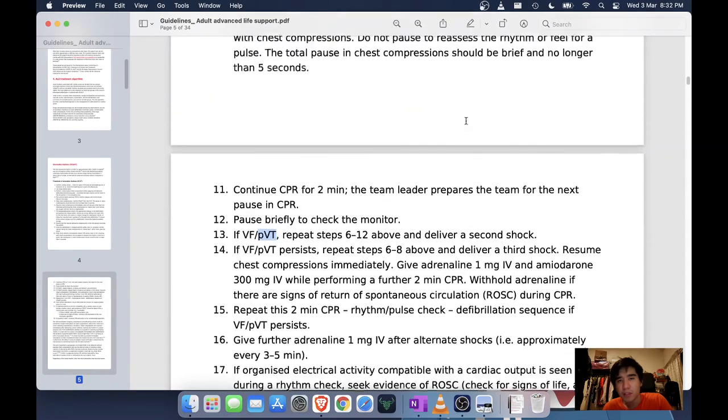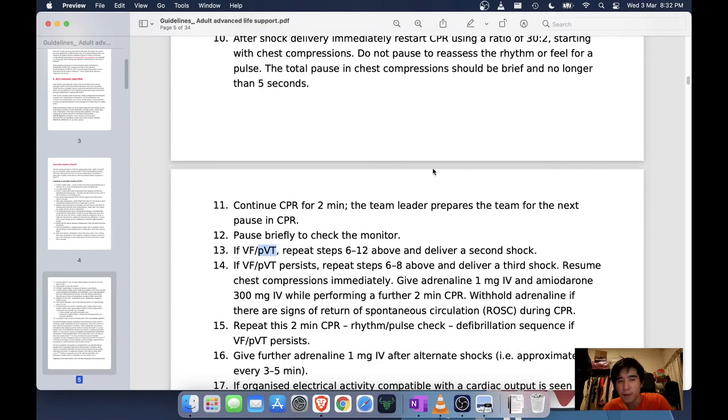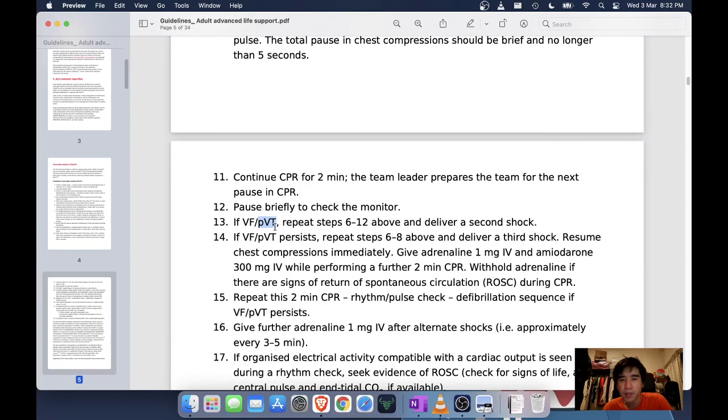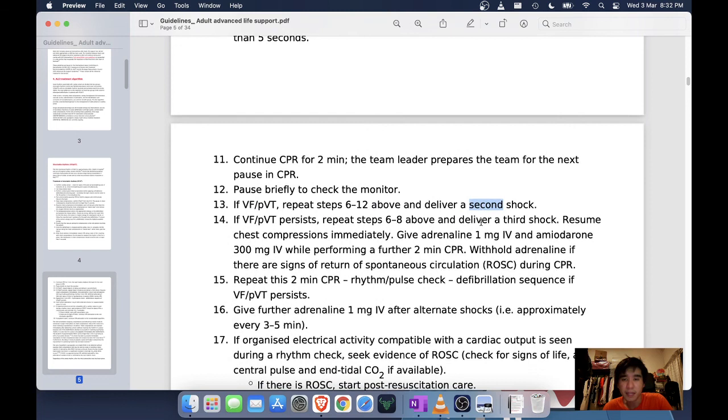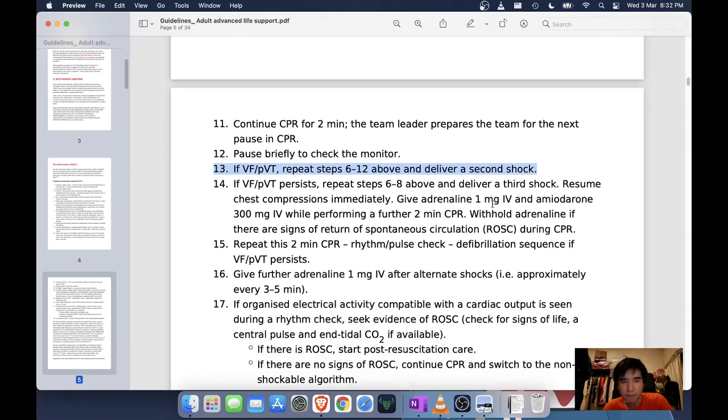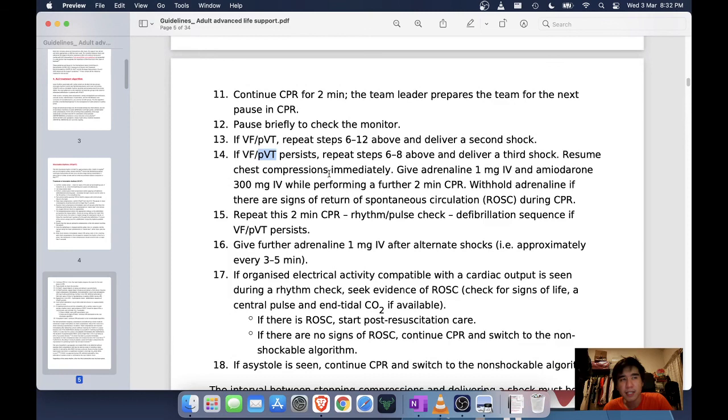So after the first CPR round, you deliver a shock. And then go with your second CPR round. Then you go for a third CPR round and deliver a second shock. So one round of CPR, shock. The second round of CPR, third round of CPR, then shock again. So after one round of CPR, you give the shock, and then every other CPR round, you give a shock. If VF or pulseless VT persists, repeat steps 6 to 8 above and deliver a third shock.